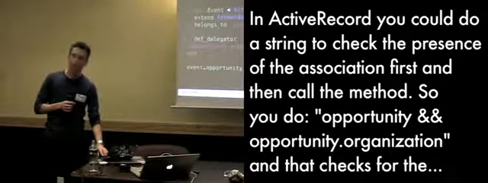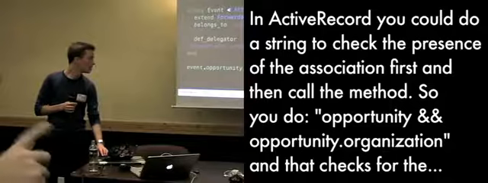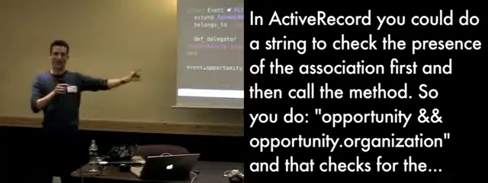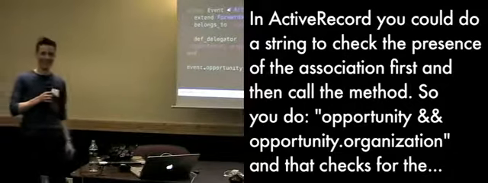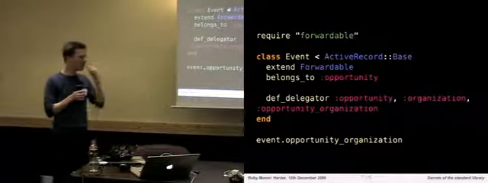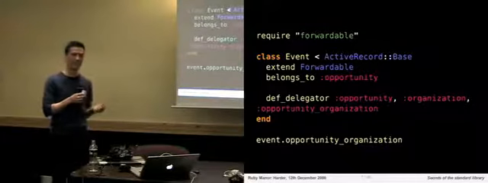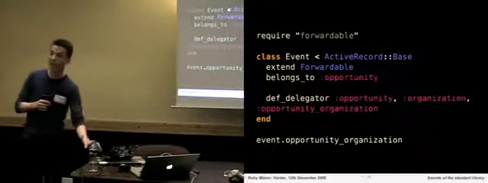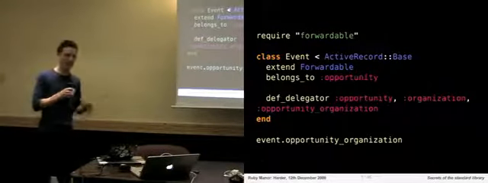So you do opportunity @sound. Opportunity for organisation and that. Oh, well, you put that in the string. In the string, and it checks for the presence. Yeah. Maybe someone just needs to write a decent alias method for ActiveRecord. There is an alias in Capybara. That's useful. That will save me lots of time.